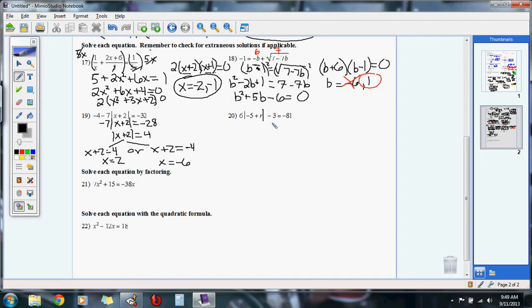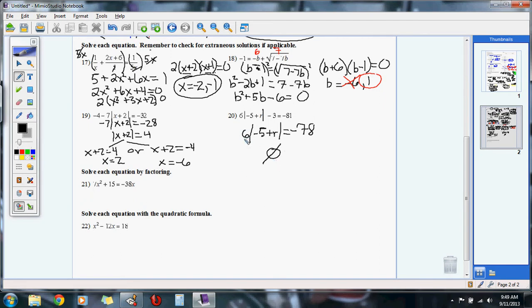All right, so looking here, we want to add the 3 first. So what we have here is we've got 6 times the absolute value of -5 plus r, absolute value, equals, and we're going to add 3, so we'll be at -78. Okay, so here's the deal. Right now, I can tell you from experience, and hopefully you're getting there, that this is no solution.